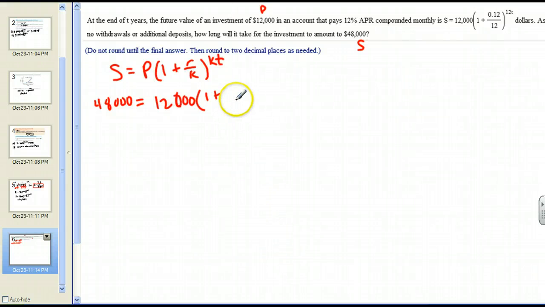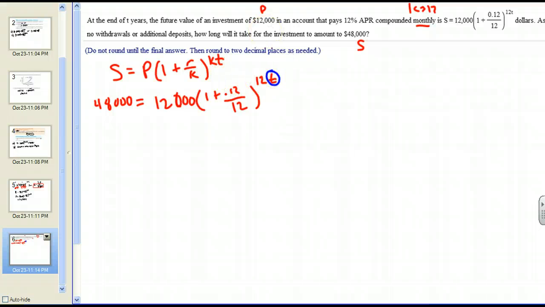Alright, and write that as a decimal, so 0.12 over K, which is monthly, so K is 12 again. Raised to the 12, which is K again, times T. T is what we don't know here. This is what we're solving for in this problem. We know S, we know P, we know R, we know K. T is the only thing we don't know.